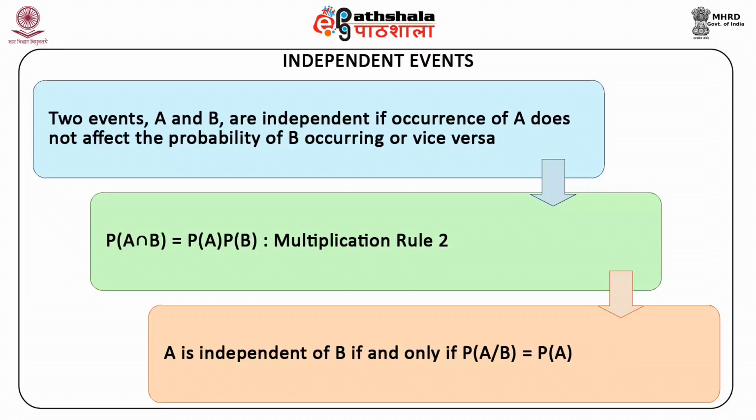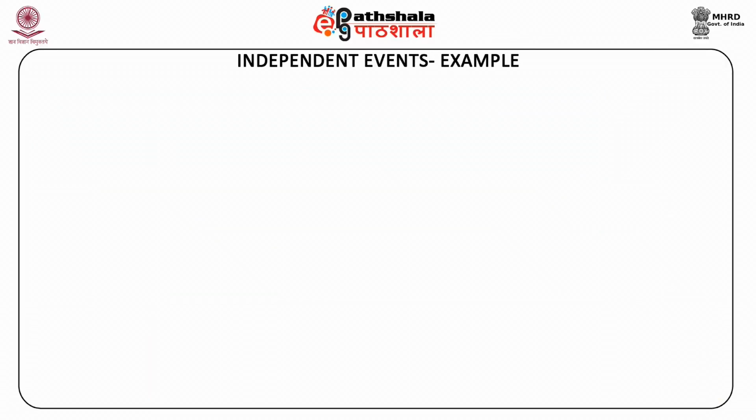Thus, A is independent of B if and only if probability A given B is equal to probability of A. Hence, the conditional probability of A given B has occurred, that is P of A given B, reduces to P(A) and vice versa. Let us understand the concept of independent events with the help of an example.